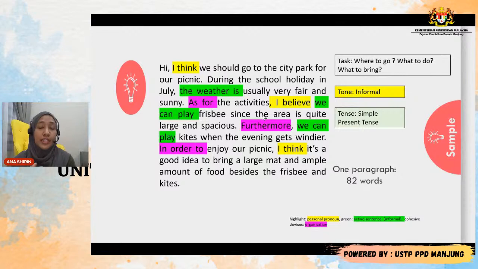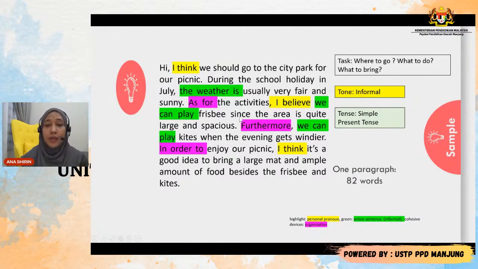And where do you actually have the opportunity to use your own sentence or your own ideas, your own words, is when you give your elaboration. My elaboration here is not in a separate sentence. I've decided to just attach it together. So this one is since the area is quite large and spacious. So I think we can play frisbee over there.